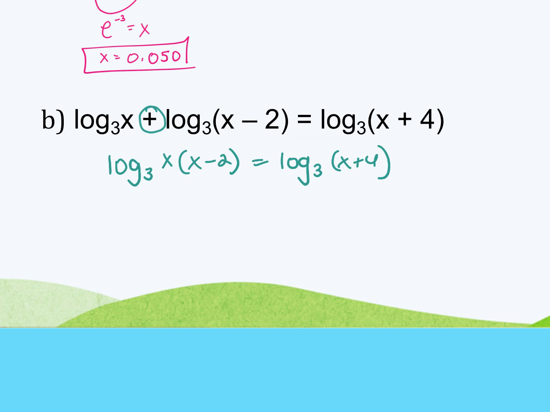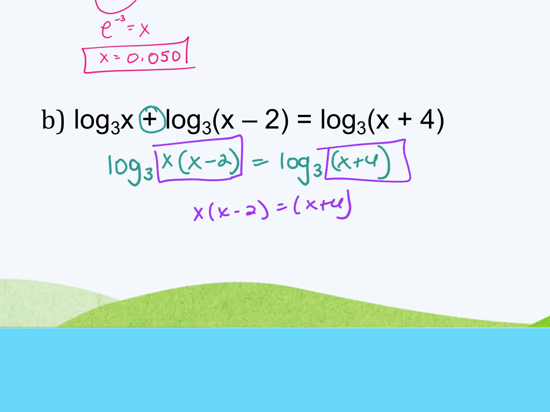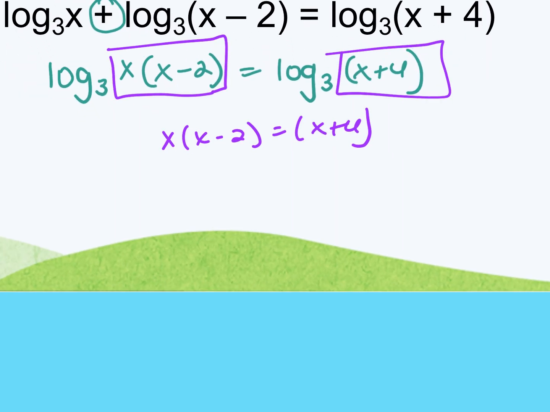Now there's one log on either side of the equal sign, right? So I ignore the log. I take what's next to it. I set it equal to each other. On the left-hand side, I have to distribute the x in.